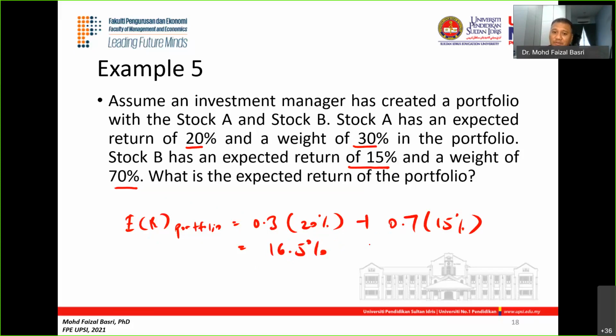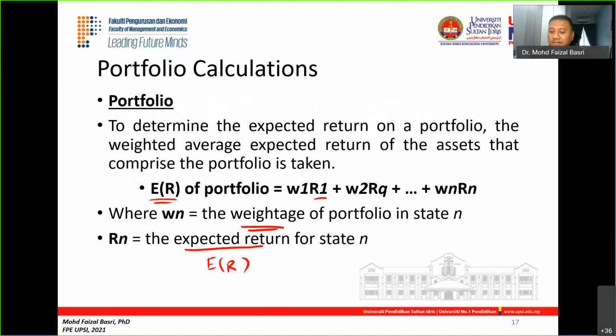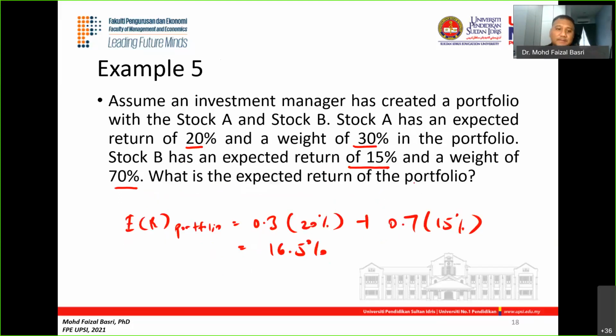If you use a simple average, we just do 20 plus 15 divided by 2. That's a simple average. But we are using the weights, therefore this is known as a weighted average. Similar to the probabilities earlier, the normal ER for an individual stock is also a measurement of weighted average. So ER is basically the average of possible returns. In this case, the ER of the portfolio is 16.5%.